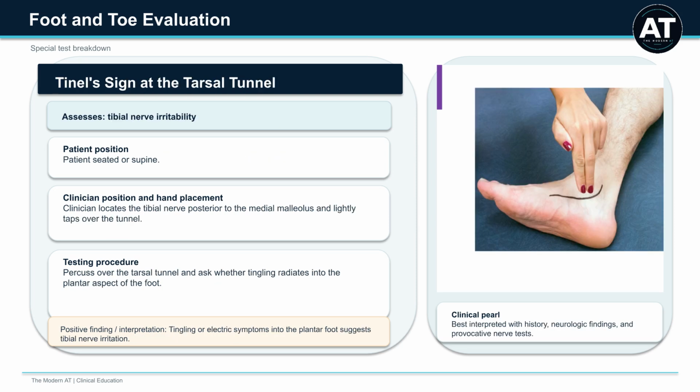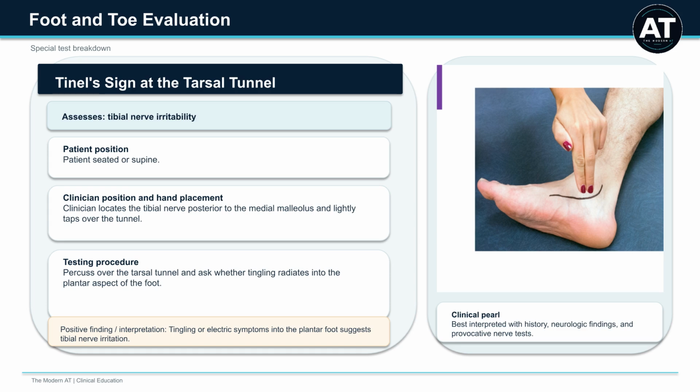Tinel sign at the tarsal tunnel screens tibial nerve irritability. Position the patient seated or supine and locate the tibial nerve posterior to the medial malleolus. Lightly tap over the tarsal tunnel and ask whether tingling or electric symptoms radiate into the plantar foot.